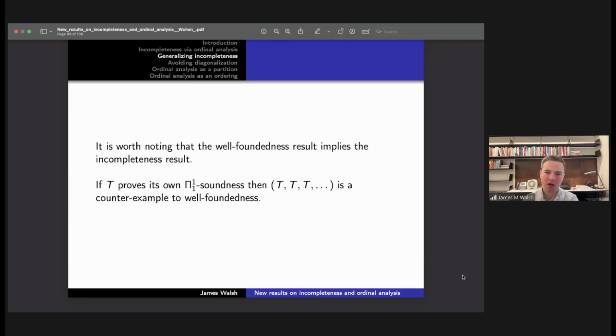So in a way, what's going on is that the analog of the second incompleteness theorem is telling us we don't get any self-loops of size 1 when it comes to proving Π^1_1 soundness. And the well-foundedness theorem is telling us we don't get any ill-foundedness. Forget self-loops of size 1. We don't get loops of any size. We don't get any descending sequences. So it really is just a generalization of the incompleteness result.